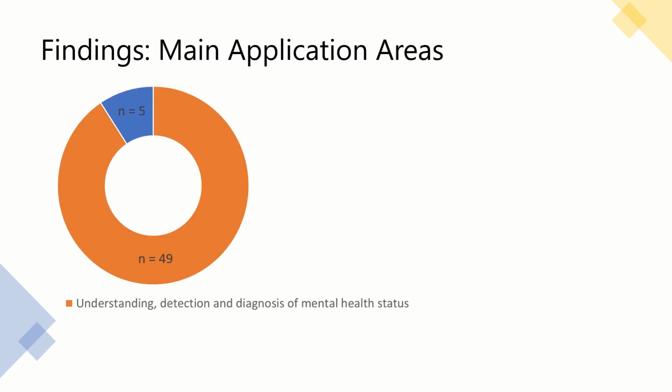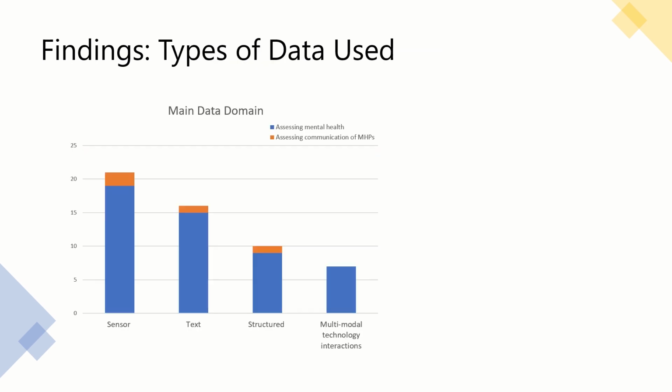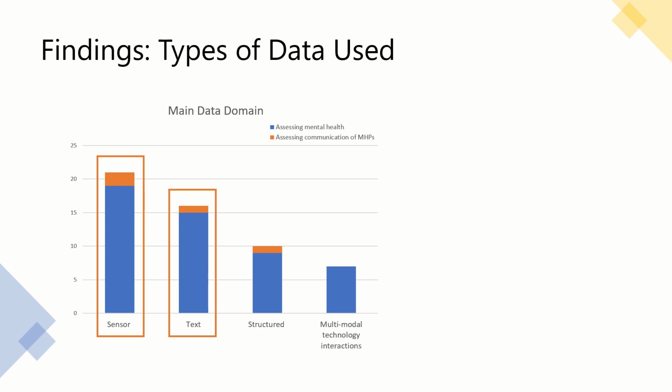In terms of types of application area, almost all papers focus on supporting understanding, detection, and diagnosis of mental health status. Here, most common examples include the analysis of acoustic features of speech or of Twitter tweets to help detect or diagnose symptoms of depression or risks of suicide. In fact, as we can see here, sensor data, especially from mobile phone interactions, and text data, primarily from social media, were the most commonly used data sources for machine learning analysis.